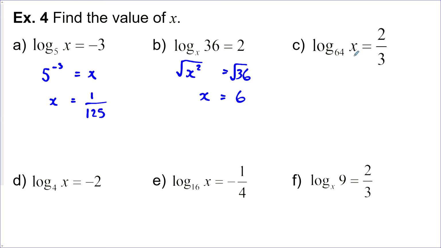For this one, same thing, 64 to the power of 2/3 equals x. And you probably want to do the cube root first, unless you're using a calculator. The cube root of 64 is 4, and then 4 squared is 16. So x is equal to 16. Next one, 4 is the base, negative 2 is the exponent, and that equals x. So x is equal to 1 over 16.